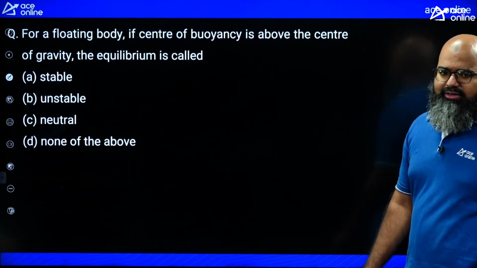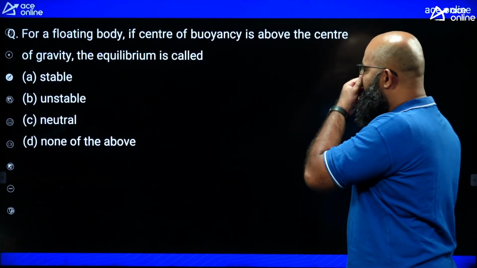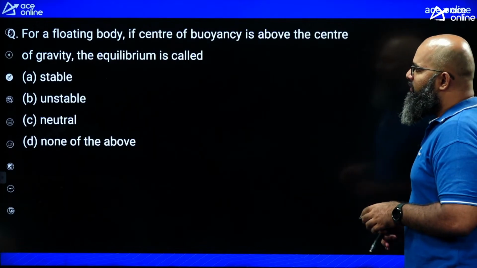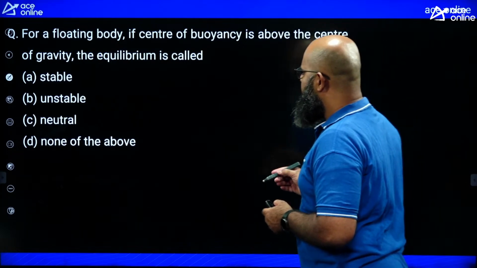Moving further. Now he is asking a question on floating body. For a floating body, if the center of buoyancy is above the center of gravity, the equilibrium is.